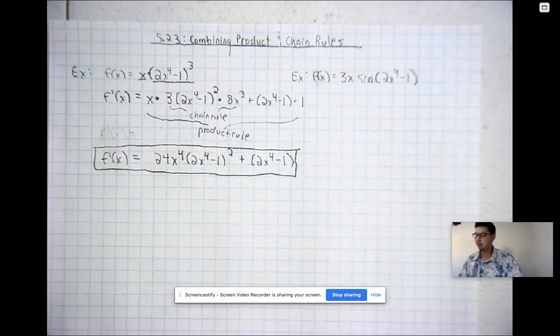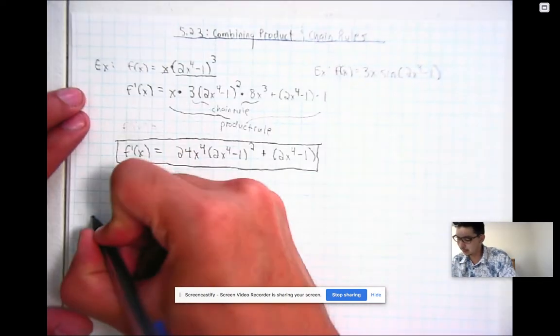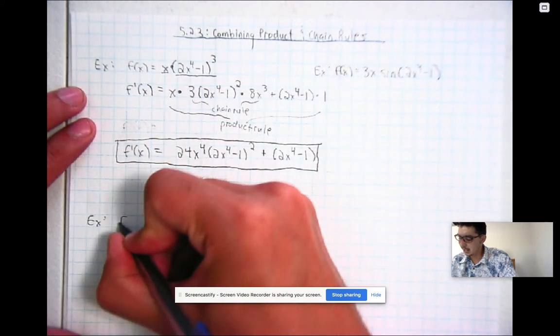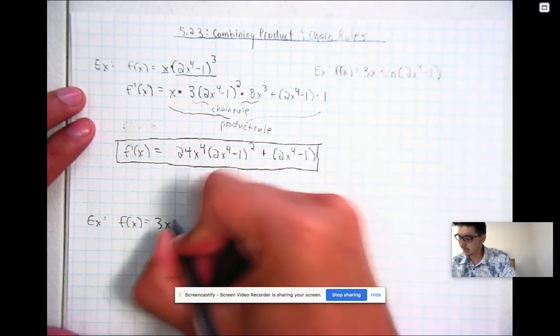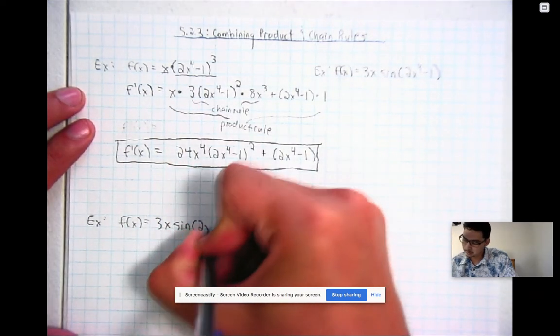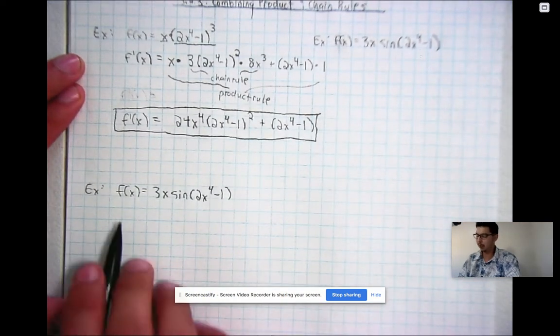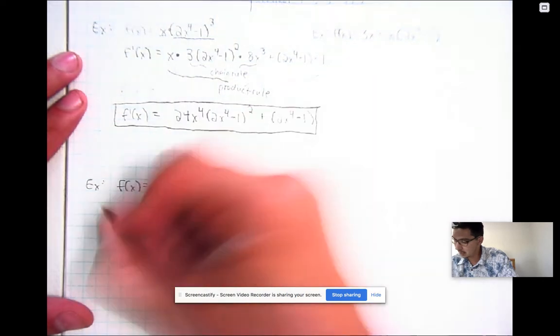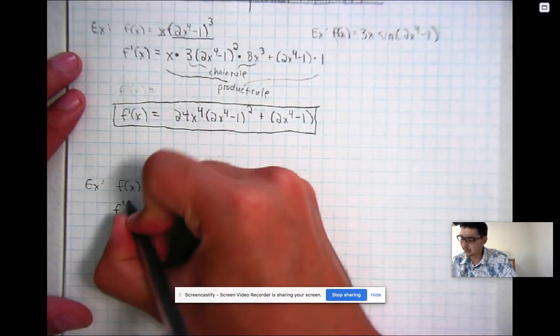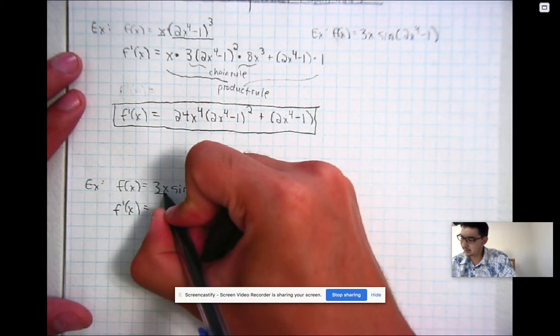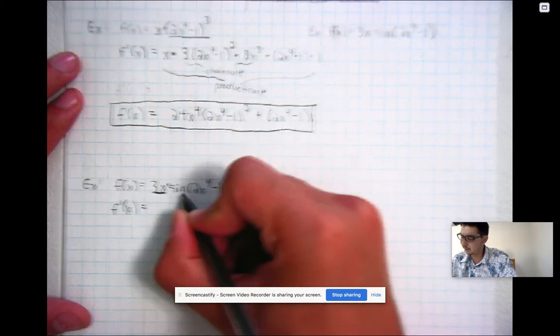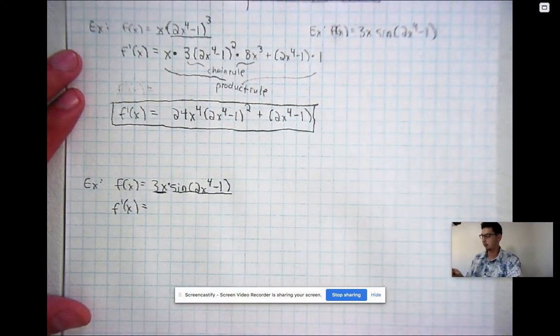Awesome. All right, let's look at the second example, and I'm going to do it down here because I want to make sure we have enough space and I don't feel pressured by the side of the paper. We've all been there. So what's the derivative of 3x times sin(2x^4 - 1)? So we have two functions here. We have 3x times the function sin(2x^4 - 1).